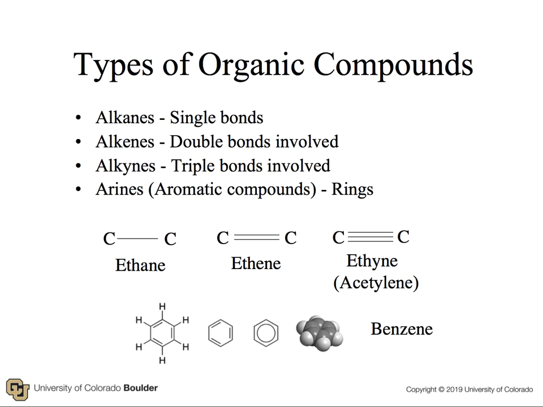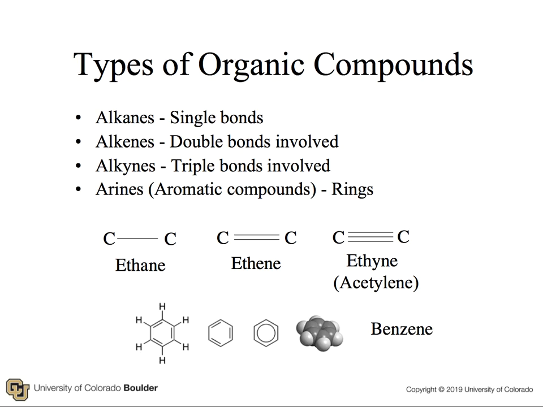In organic chemistry, alkanes are single-bonded hydrocarbons, alkenes are double-bonded carbons, and alkynes are triple-bonded, and then arenes are ring compounds. So an example of each of these here, we have ethane, ethene, ethyne, also known as acetylene, and ethene is often called ethylene. So ethane has a single covalent bond, ethene a double, and ethyne or acetylene a triple.